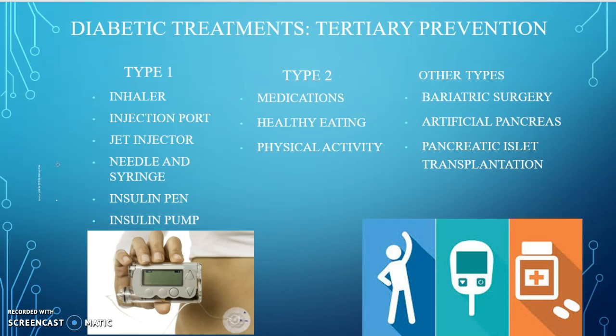This slide reviews tertiary prevention amongst the different types of diabetes. Type 1 is treated by scheduled and as-needed self-injections of insulin. Type 2 is treated by medications, diet, and exercise. There are also a few other methods listed in the slide, like bariatric surgery, artificial pancreas, and pancreas islet transplantation.